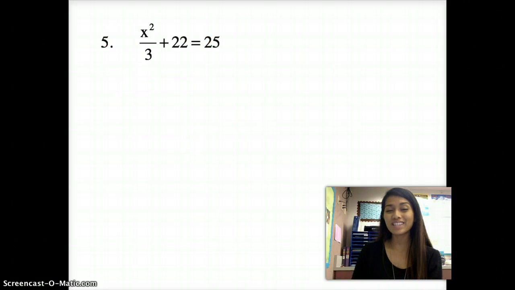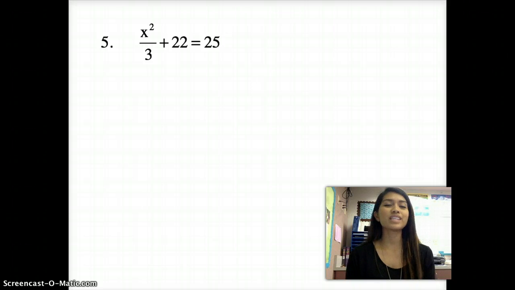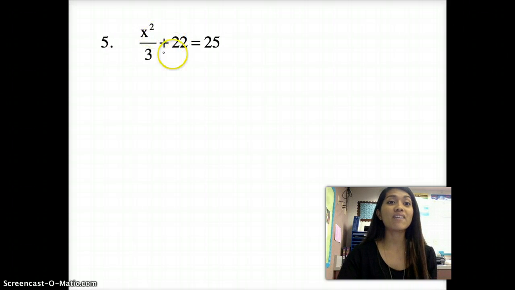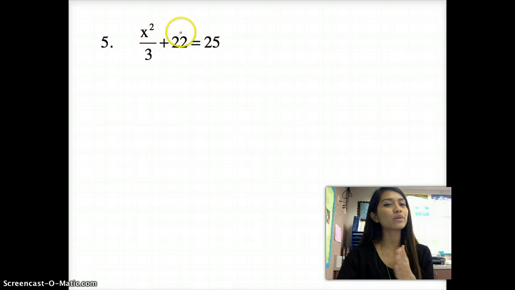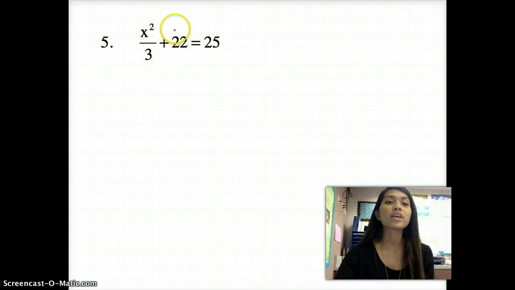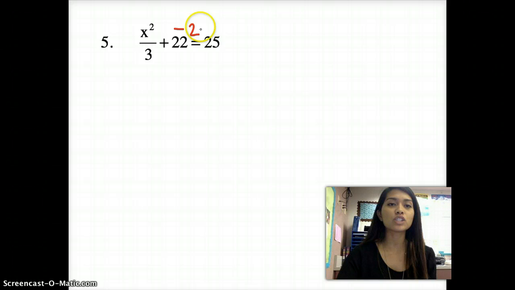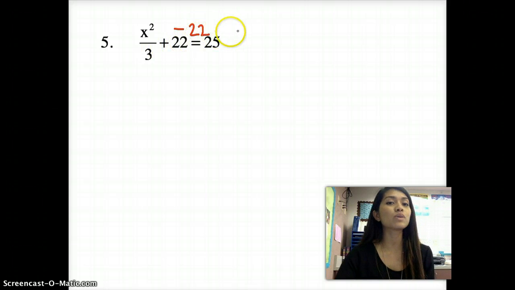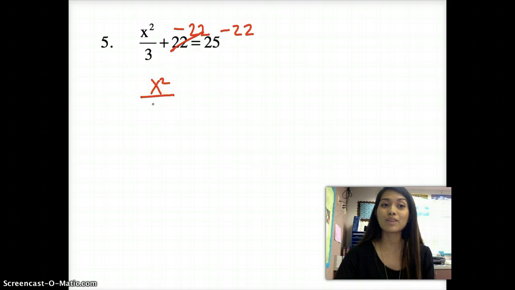Moving on to our fifth example. Again, we see that there's a fraction, but now we know how to get rid of it, so we shouldn't freak out. Here, I see that I have a constant again, so I want to get rid of the constant before I get rid of the coefficient. I'm going to subtract 22, because the inverse of adding 22 is subtracting 22, which will leave me with x squared divided by 3 equals 25 minus 22, which is 3.